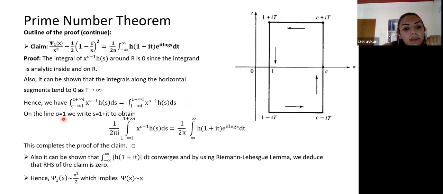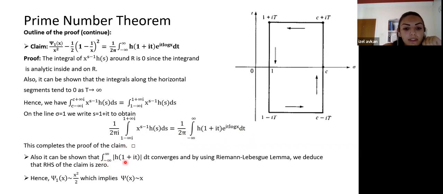And on the line sigma equal to 1, remember sigma was the real part of s, we can write s as 1 plus it to obtain the following equality. Here, if we write 1 plus it, then the 1's will cancel out. And x to the it can be written as e to the it times logarithm of x. We just use the simple properties of logarithm. And here we just write 1 plus it, and this is the imaginary part of this integration. So we get what we want, and hence this completes the proof of the claim.